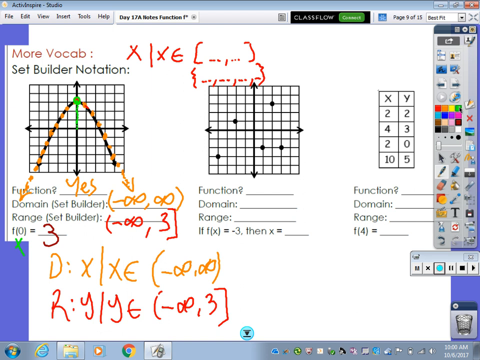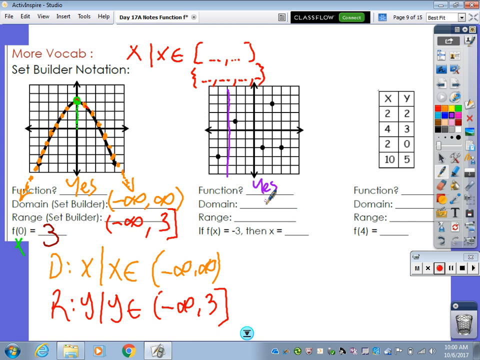Let's continue with the next example. I have a couple points here. I can check to see if it's a function by using my vertical line test. If I move my line left to right or right to left, I will not touch 2 points at a time. So this is, yes, a function.